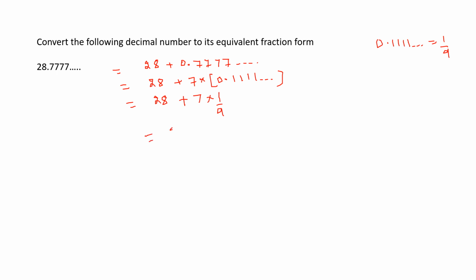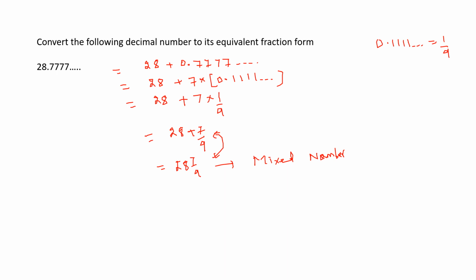Now this is 28 plus 7 by 9. Now we can also write it as 28 7 by 9. Now these two are equal. We have already discussed this in the fraction lesson. And this is known as a mixed number. We have discussed all this in the fraction class.